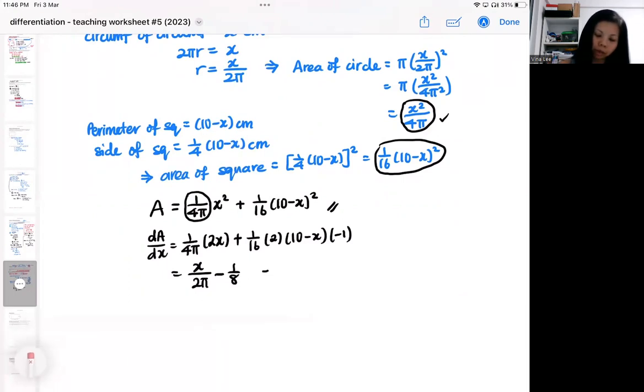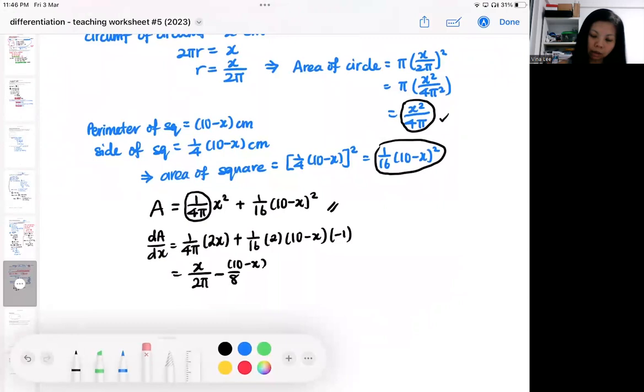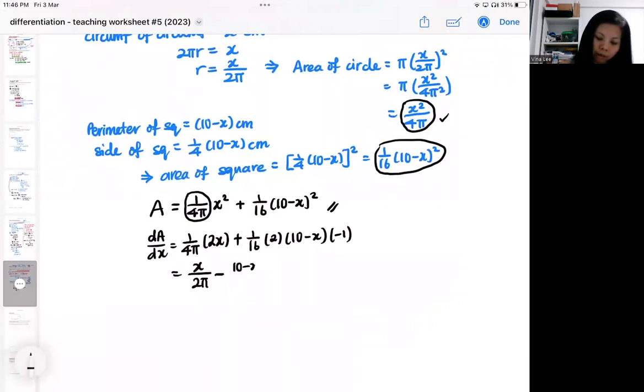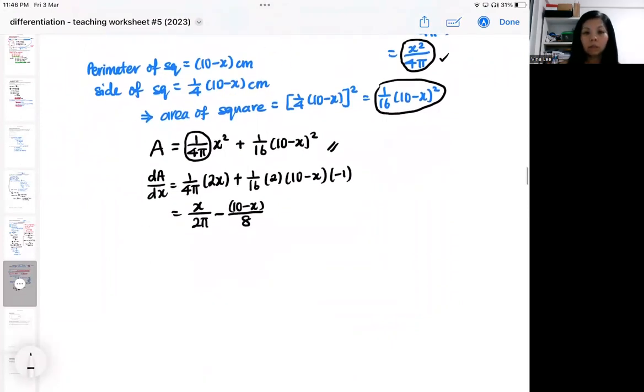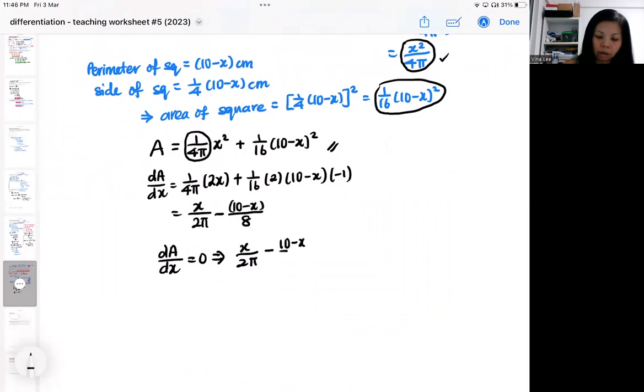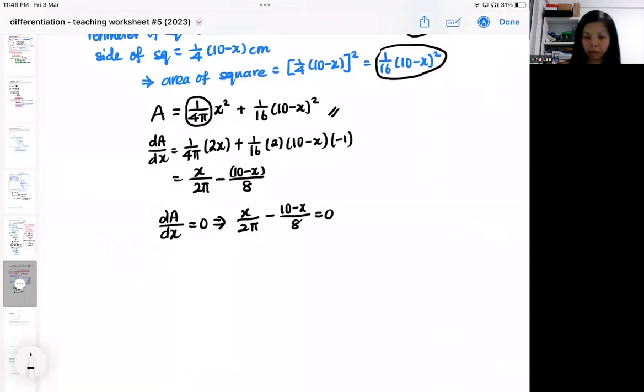So we can write it this way. Okay, let me write it nicely. So I'll write it as 10 minus x over 8. So once I get this expression, as the theory says, when A is minimum, dA/dx is equal to 0. So this whole expression is equal to 0. So you will be able to get the x.